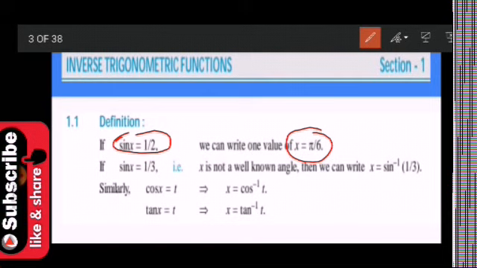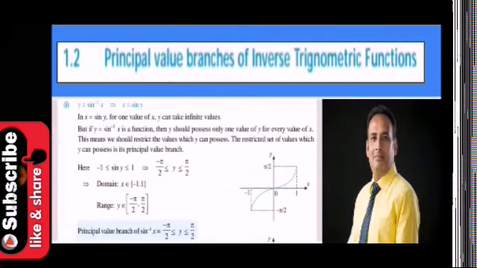And if sin x is equal to 1 by 3, then what does it mean? x is not a well-known angle. Then we can write x equals sin inverse 1 by 3. That is why the sin inverse type function is required to be studied. Similarly, cos x equals t, we can say x equals cos inverse t. Tan x equals t, we say x equals tan inverse t. Now the principal value branches of inverse trigonometric functions: for this, the function becomes bijective, and hence we can evaluate its inverse.